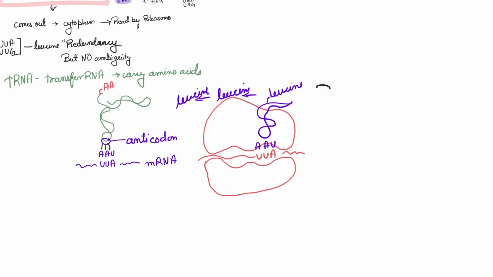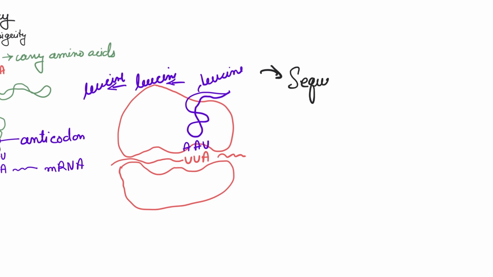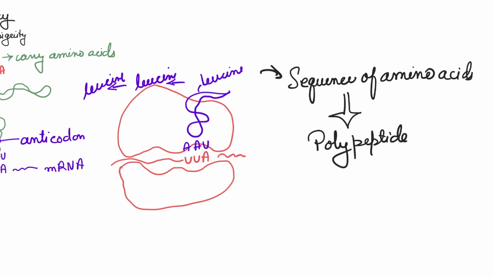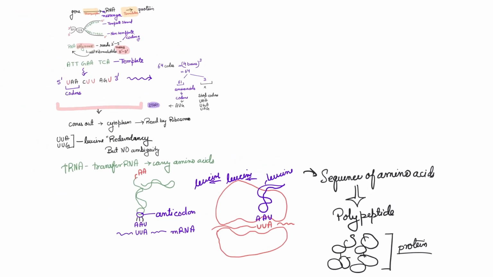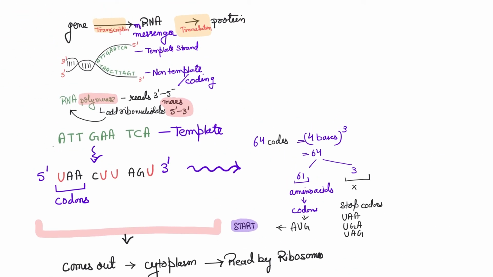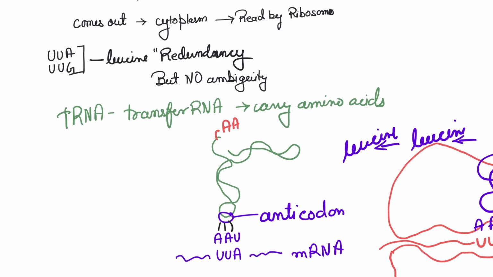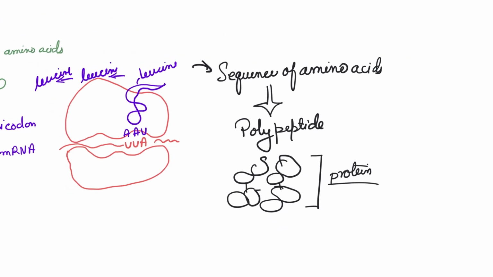Let's say we have three back-to-back triplets of UUA. You have three leucines. And once you encounter a stop codon, the translation ends right there and you get a polypeptide. So this is how genomes are transcribed and translated. You make them into polypeptides and then into proteins. This is the central dogma. This is how genes work. So this was the first part.